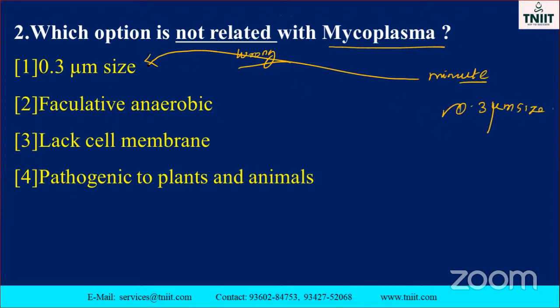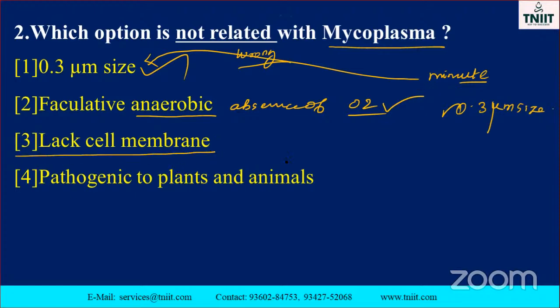Very minute, yes, correct. What is the meaning of facultative anaerobe? Anaerobes are denoted by absence of O2. So a facultative anaerobe is also a correct one. And lack of cell membrane, they said. What is that? Lack of cell membrane is not related. Pathogenic to plant and animal is also correct.